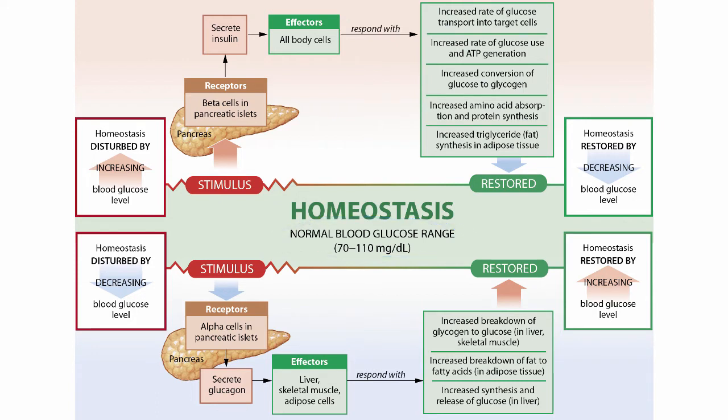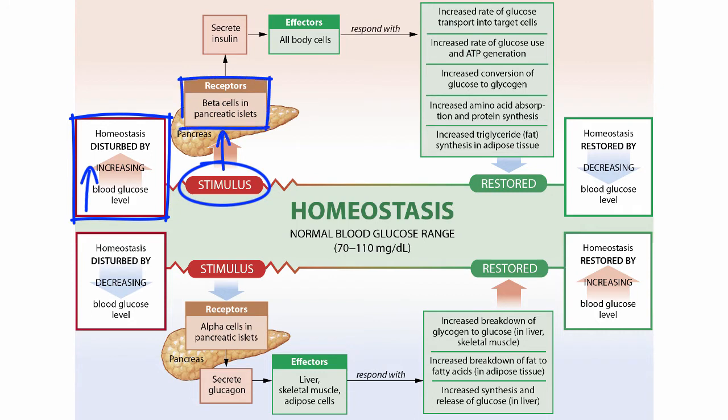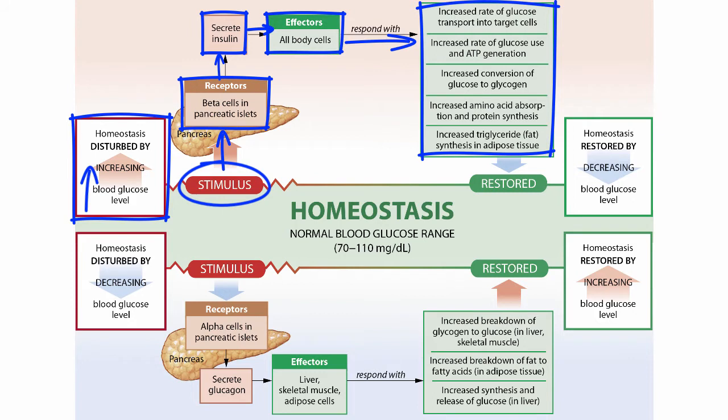Now, suppose something happens to disturb blood glucose homeostasis. For example, you eat a meal. As a result, your blood glucose rises. This change in glucose level is a stimulus which is detected by receptors found in the beta cells of the pancreatic islets, causing them to secrete insulin into your bloodstream. All of your body's cells are now exposed to insulin, and those cells with insulin receptors respond to the higher insulin level in several ways.